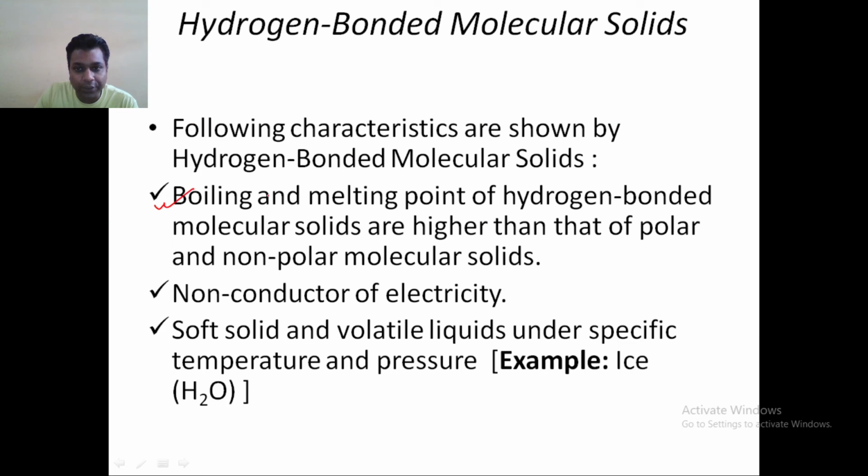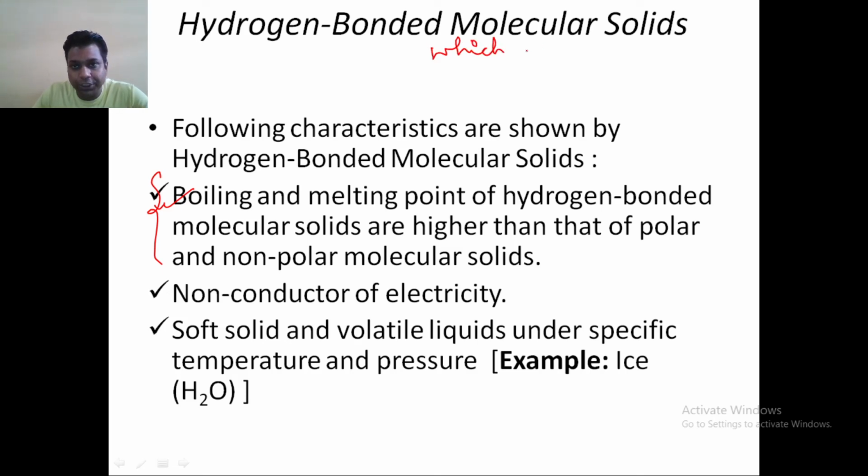Boiling and melting points of hydrogen bonded molecular solids are higher than those of polar and non-polar solids. So in a multiple choice question, how can the question be framed? The question can be framed as: which of the following has the highest melting and boiling point? Option A, non-polar solid. Option B, polar solid. Option C, hydrogen bonded molecular solid. Option D, none of these.